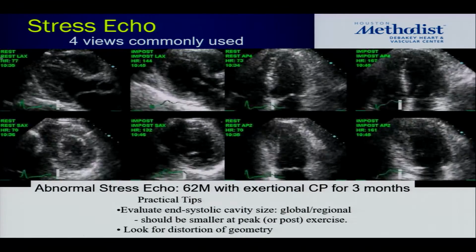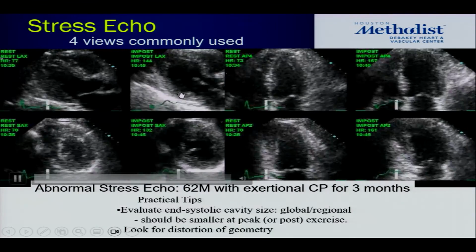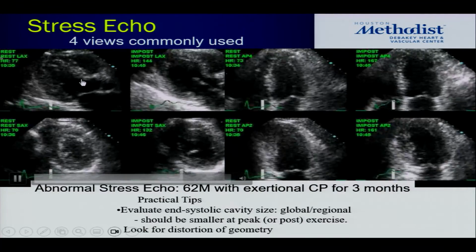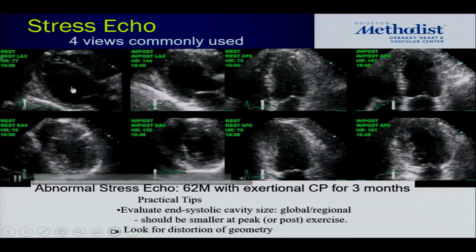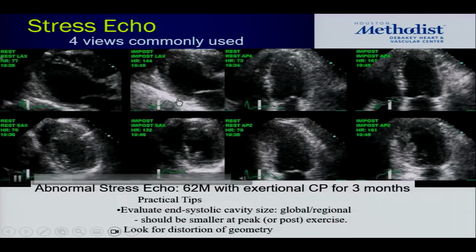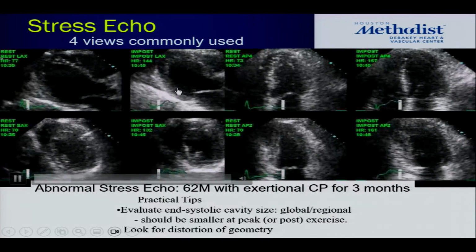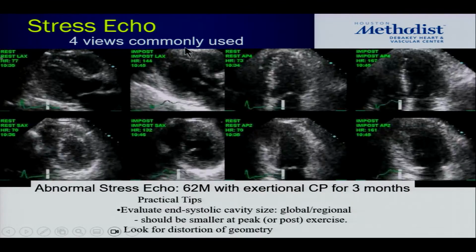I'm starting with a very easy case. But when you train your eye, not only look at the whole cavity, also look for regional changes. Again, notice the end systolic diameter right here. Now, now, now, and watch it here. Now, now. So there has been regional as well as global dilation at end systole.